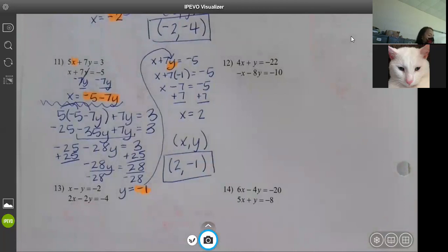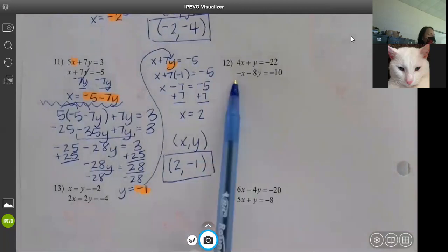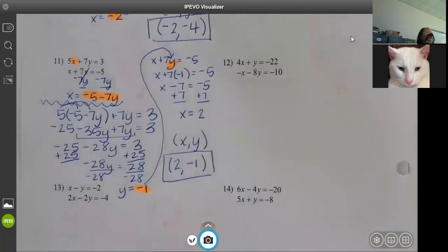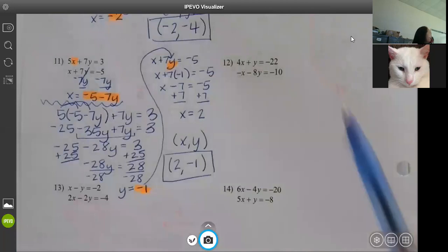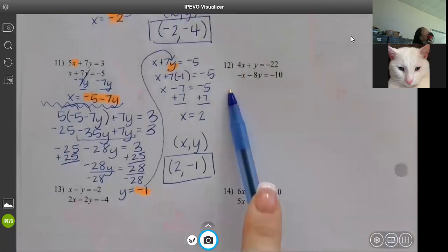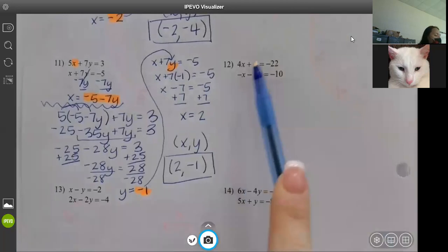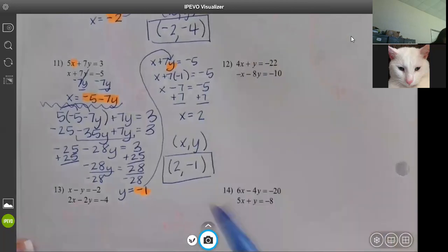So if we look at number 12, what variable is all by itself? Okay, is the x all by itself? What's it got in front of it? I don't want to work with that negative. Is there another variable that's real clean all by itself? The y in the top. Does everybody see that? I don't even want this negative because that's one more step that I have to do, okay? So I want the single one. How do I get this 4 to the other side?